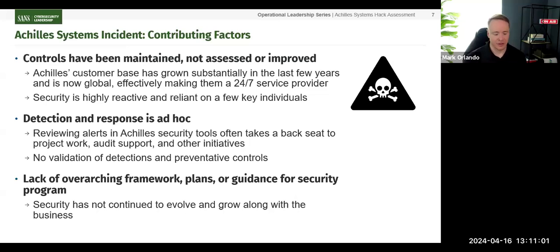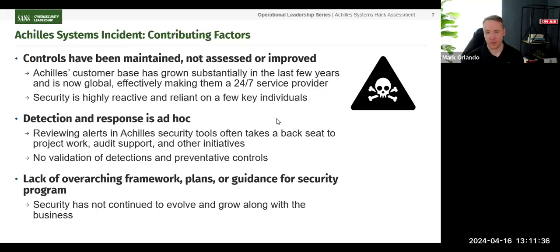And in the last several years, Achilles' customer base has grown substantially, and it's now global. So they are effectively a 24/7 service provider. They've got users and customers who are active all the time, around the clock. Unfortunately, their relatively small internal IT security team still operates in a reactive mode. And a lot of the successes here, including the success in identifying this attack, hinges on a few key individuals doing the right things.